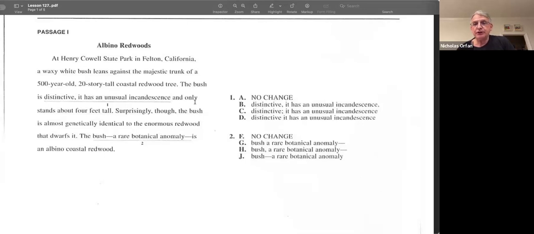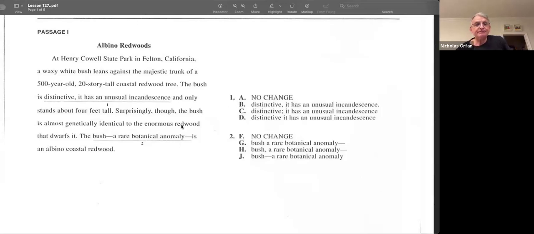So let's go over here and look. No change is clearly wrong, because as it is here, it's wrong. Distinctive, comma, it has an unusual incandescence, comma, that doesn't solve the problem. Distinctive, semicolon, it has an unusual incandescence and only stands 4 feet tall. So here you go. This is the semicolon. This is incorrect because you do need to either put a period here and start a new sentence or put a semicolon. So the only right answer here is C. So the answer to one is C.